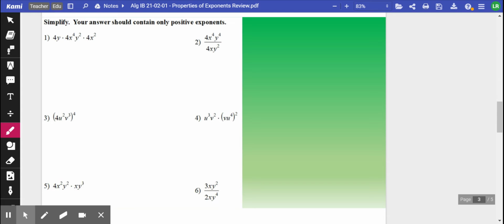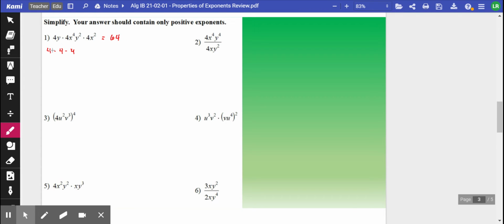All right. Now, number one is a multiplication problem. So for number one here, we have our numbers first: 4 times 4 times 4. Okay, 4 times 4 times 4 is 64.